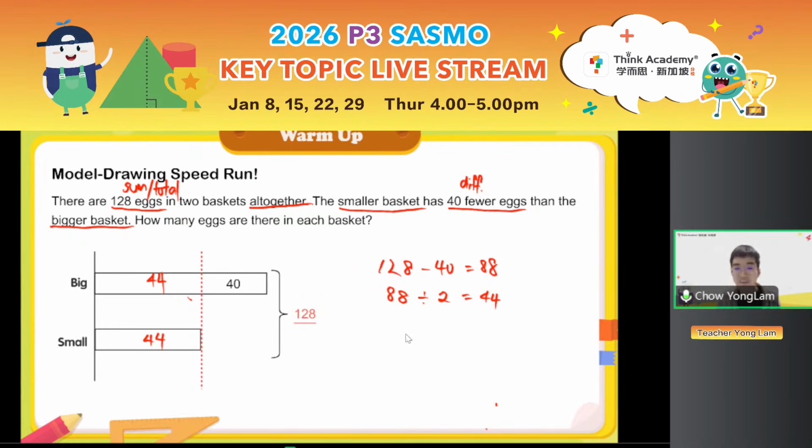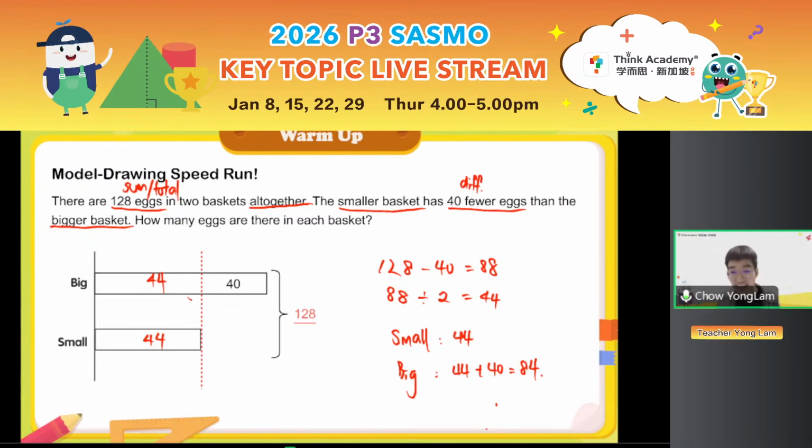So with that, how many eggs are there in the small basket? Now refer to the bar model after you label. There are 44 eggs. And for the big basket, there is 44 plus 40. Don't forget the difference. Okay, 44 plus 40 is 84 eggs.